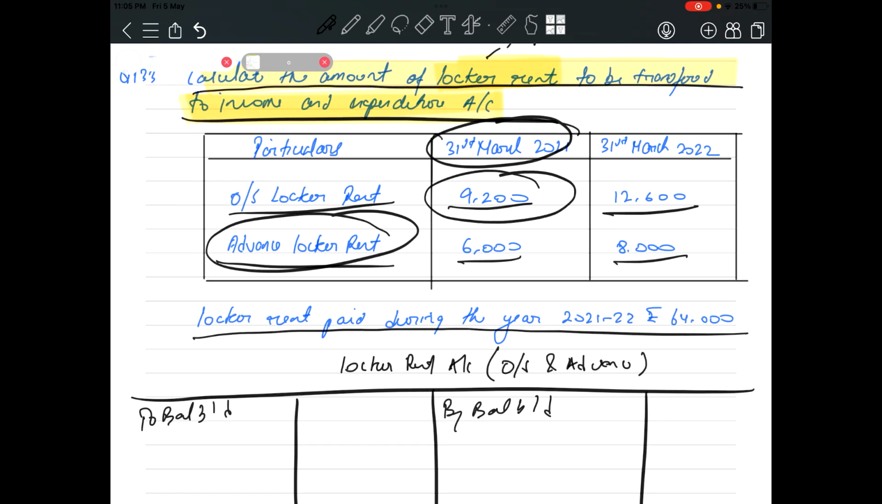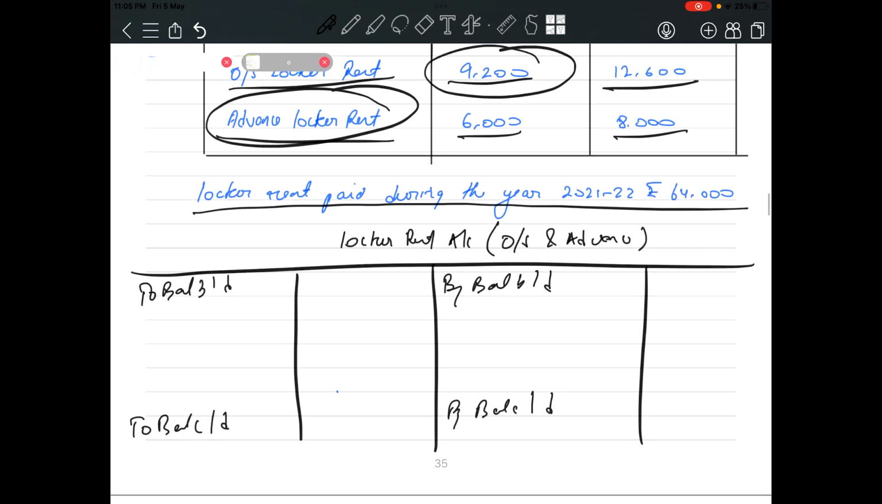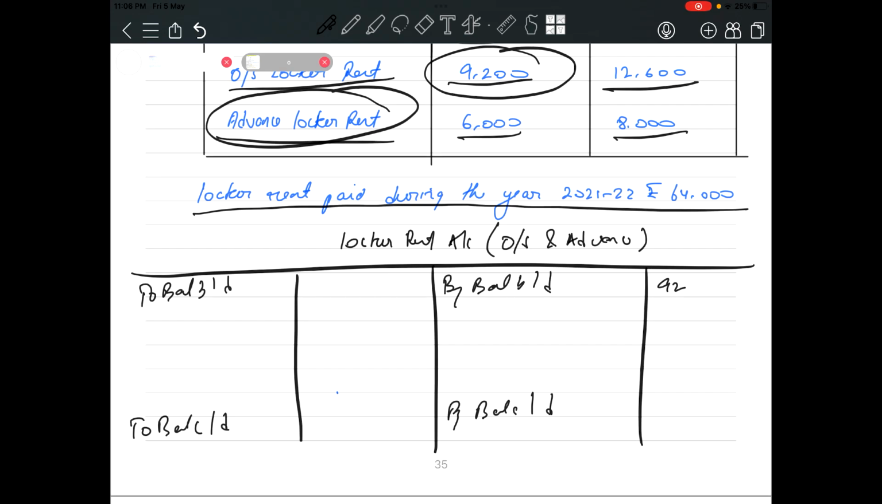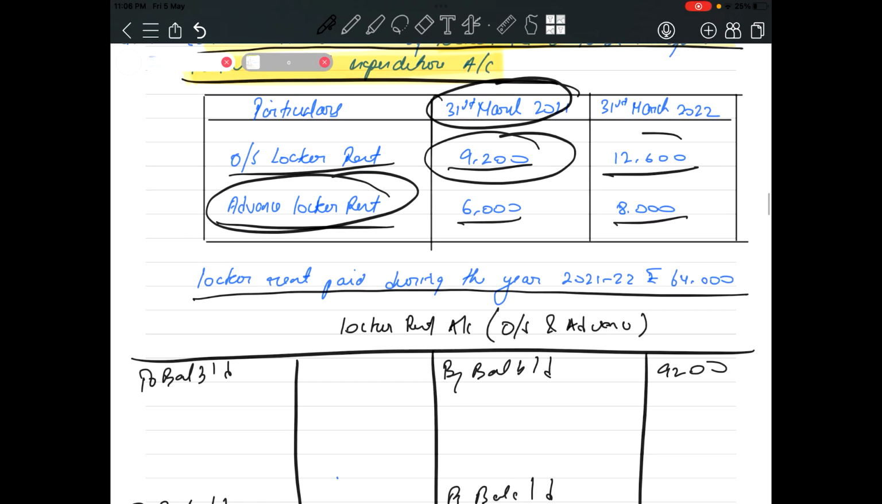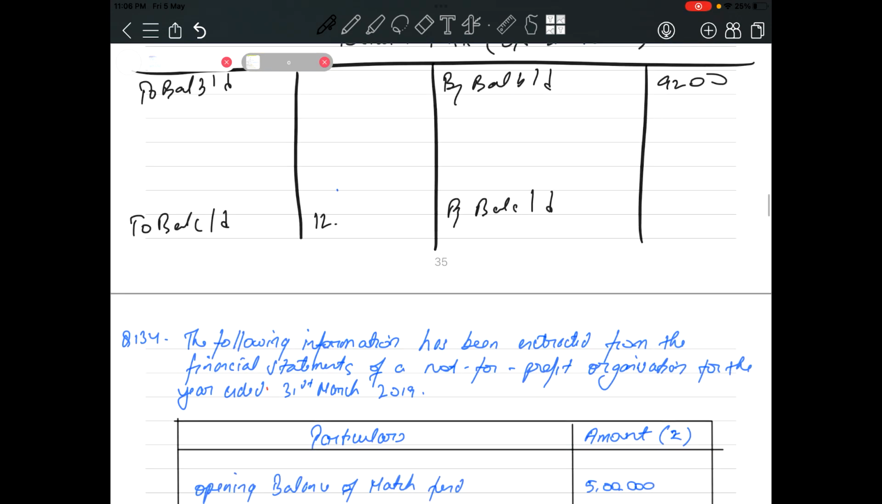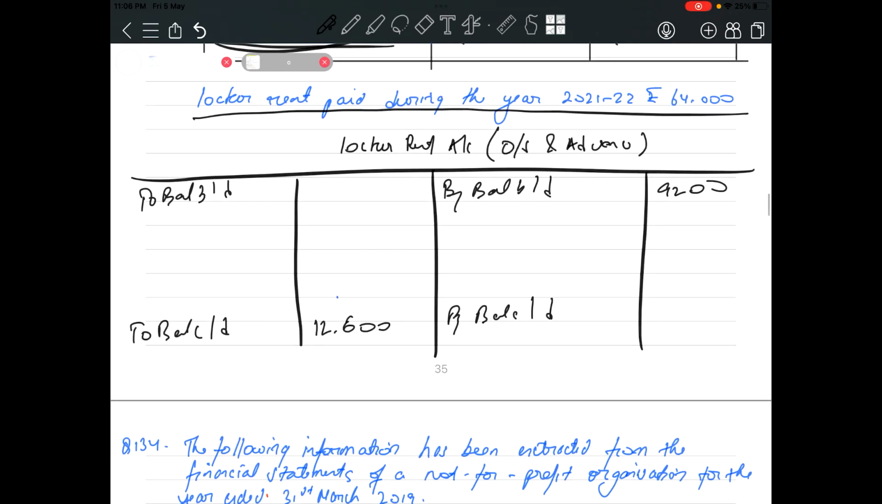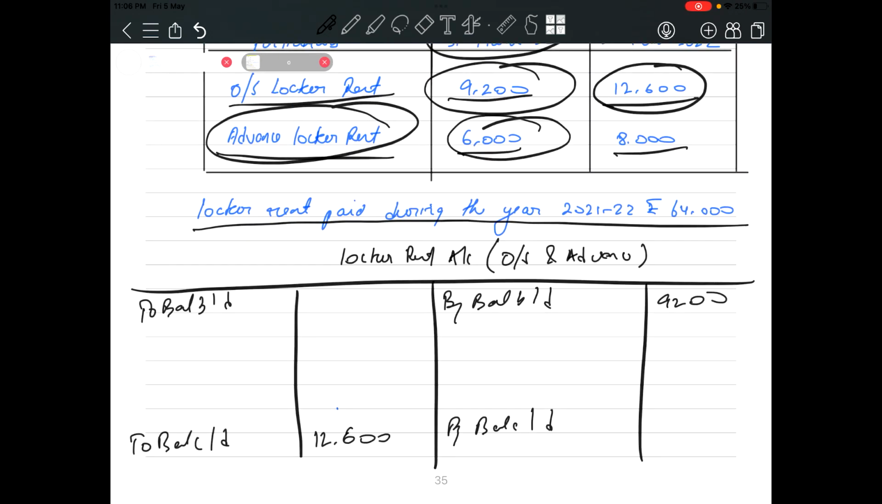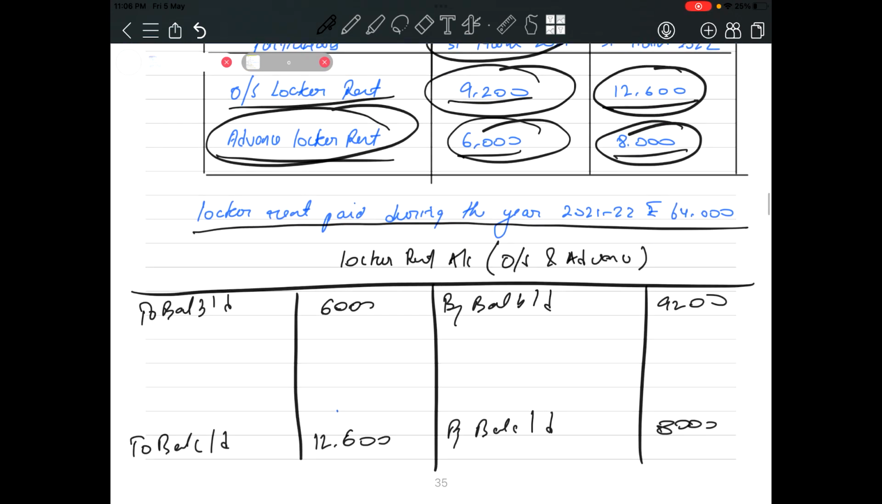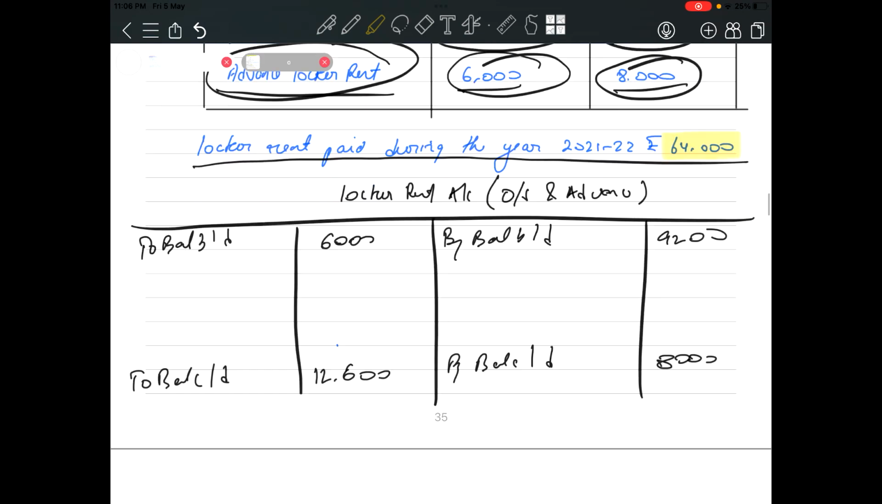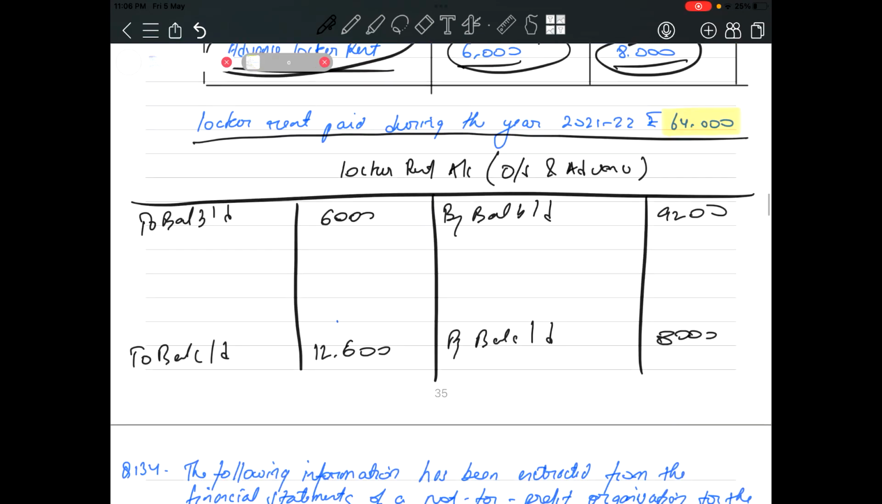So outstanding local rent is a liability. What is the opening balance? 9,200. And what is the closing balance? 12,600. Now we have paid advance local rent. This advance we have paid is an asset for us, right? Asset will have a debit balance. So what is the opening balance? 6,000. And what is the closing balance? 8,000. And during the year we have paid how much? 64,000. So what will be the journal entry?